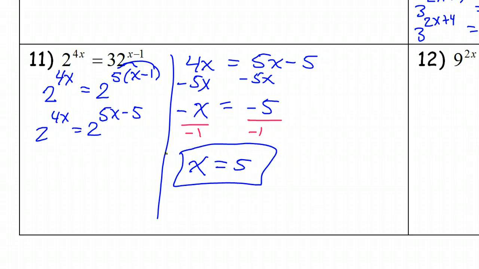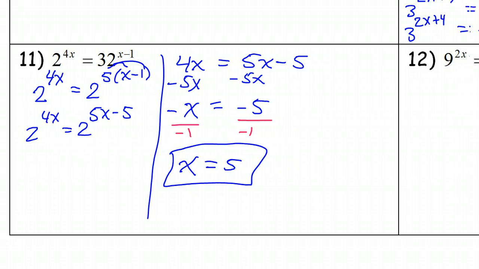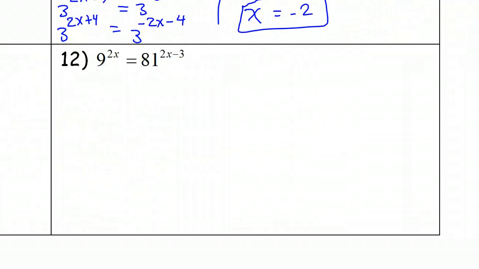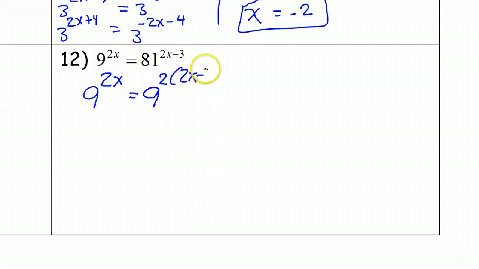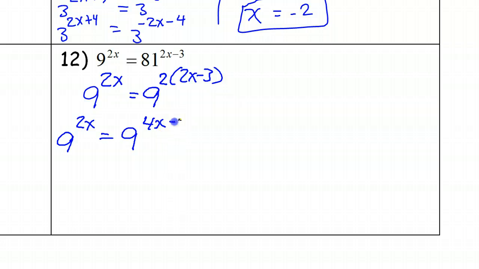All right, last one. Number 12. We can make these both base 9. I could make them both base 3 also, but 9 will work just fine. So 9 to the 2x power, because of course 81 is 9 squared. All right, put that in parentheses. So this will give me 9 to the 2x power is equal to 9 to the 4x minus 6 power.